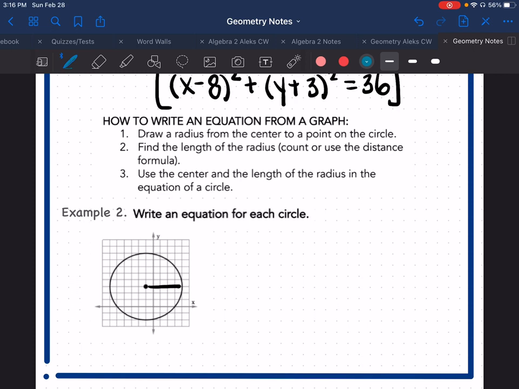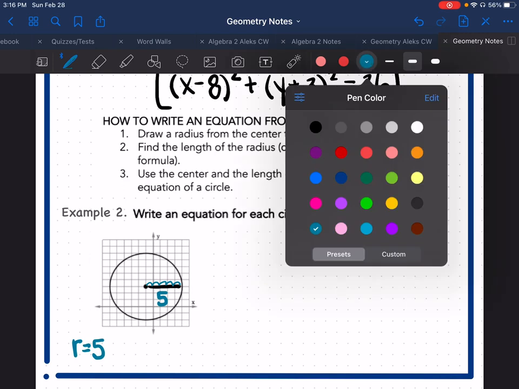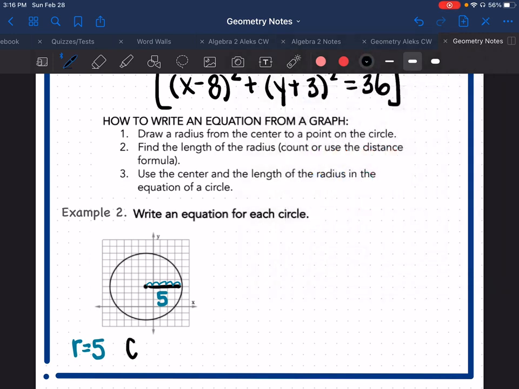Let me grab my radius color. 1, 2, 3, 4, 5. My radius is 5. I'm going to write that down right under here. The next thing I need to do is use my center and the length of my radius, and then I can write my formula. I have to find my center next. So my center is that point that they gave me right there in the middle.